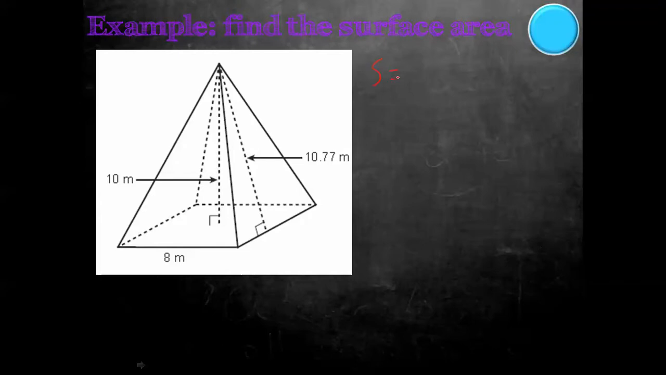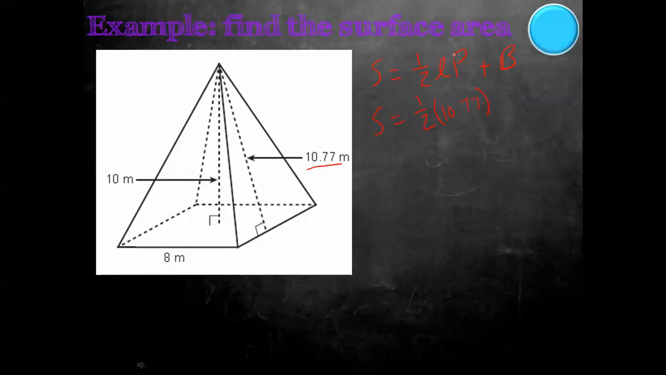So if our formula is 1/2 LP plus B, first we want to figure out what our numbers are and plug those in. Remember that L is the slant height. It's the height of one of the faces. So the slant height is going to be this number right here, 10.77 meters. So we're going to put 10.77 right there.